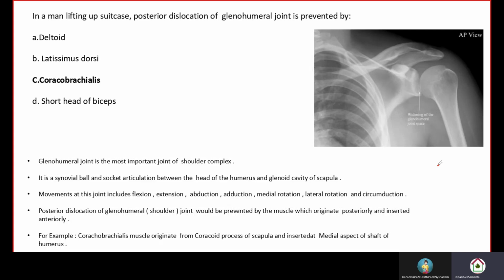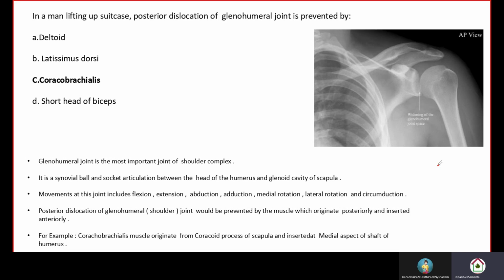Glenohumeral joint is the most important joint of the shoulder complex. It is a synovial ball and socket articulation between the head of the humerus and glenoid cavity of the scapula. Movement at this joint includes flexion, extension, abduction, adduction, medial rotation, lateral rotation, circumduction.